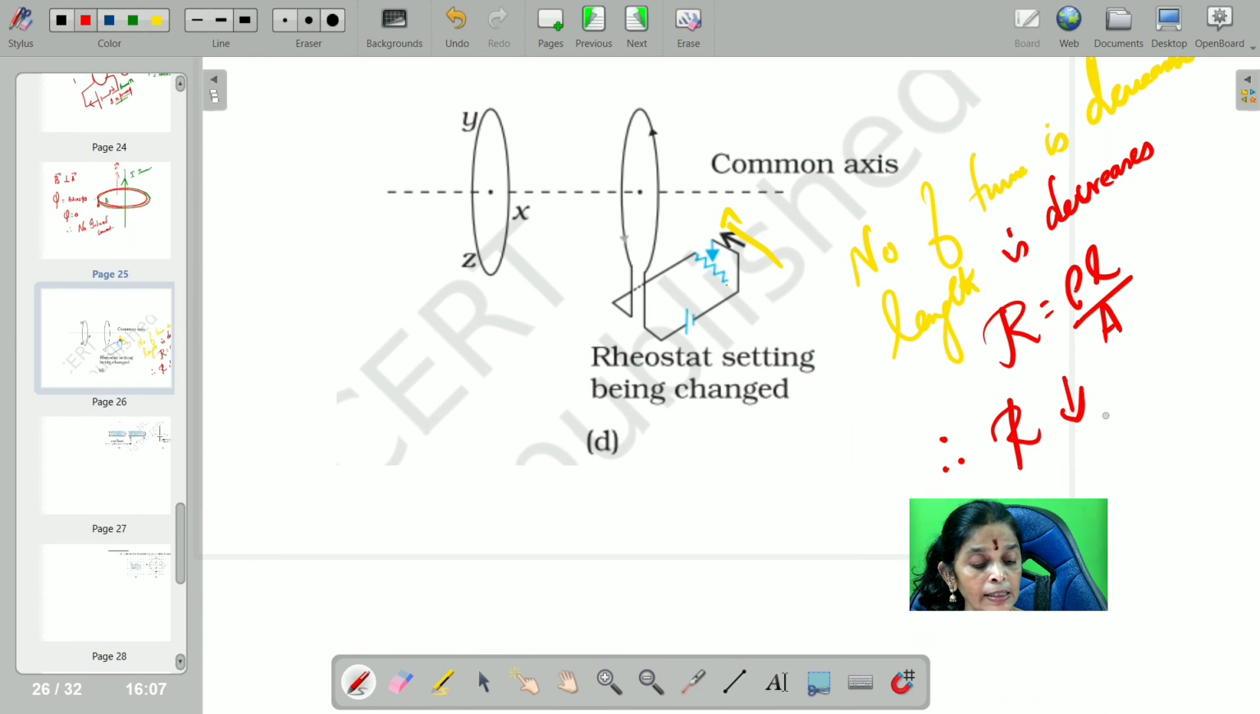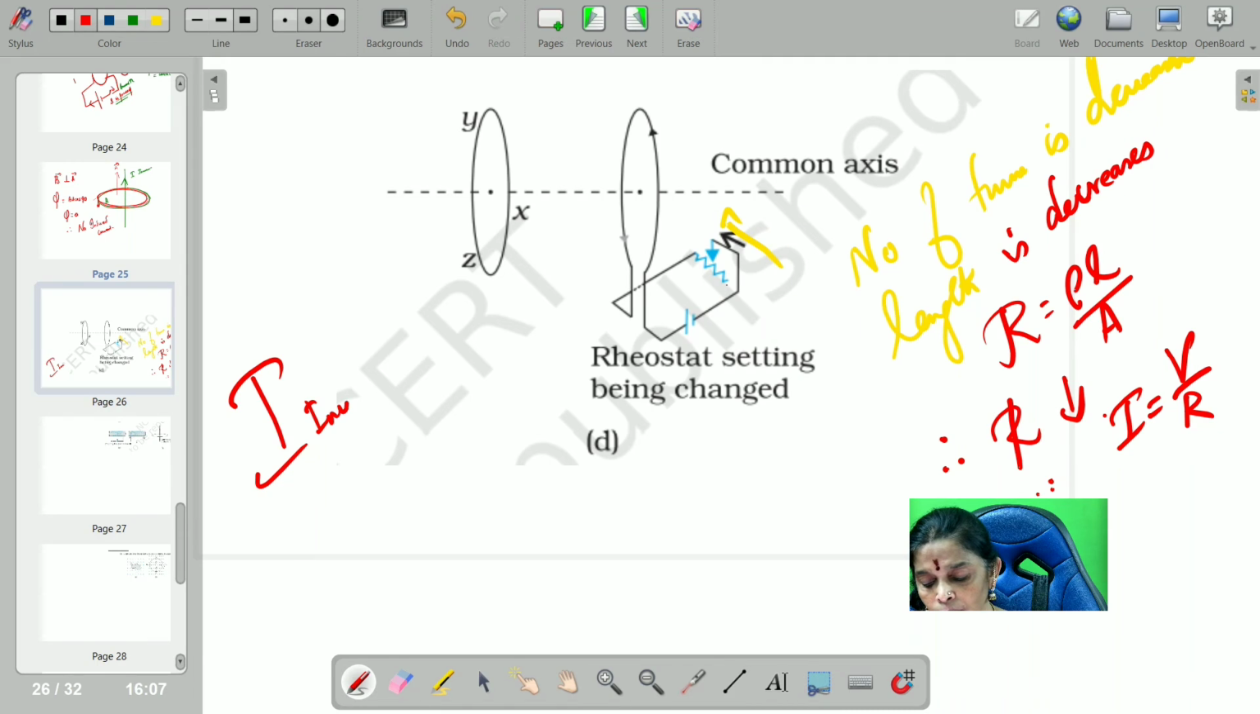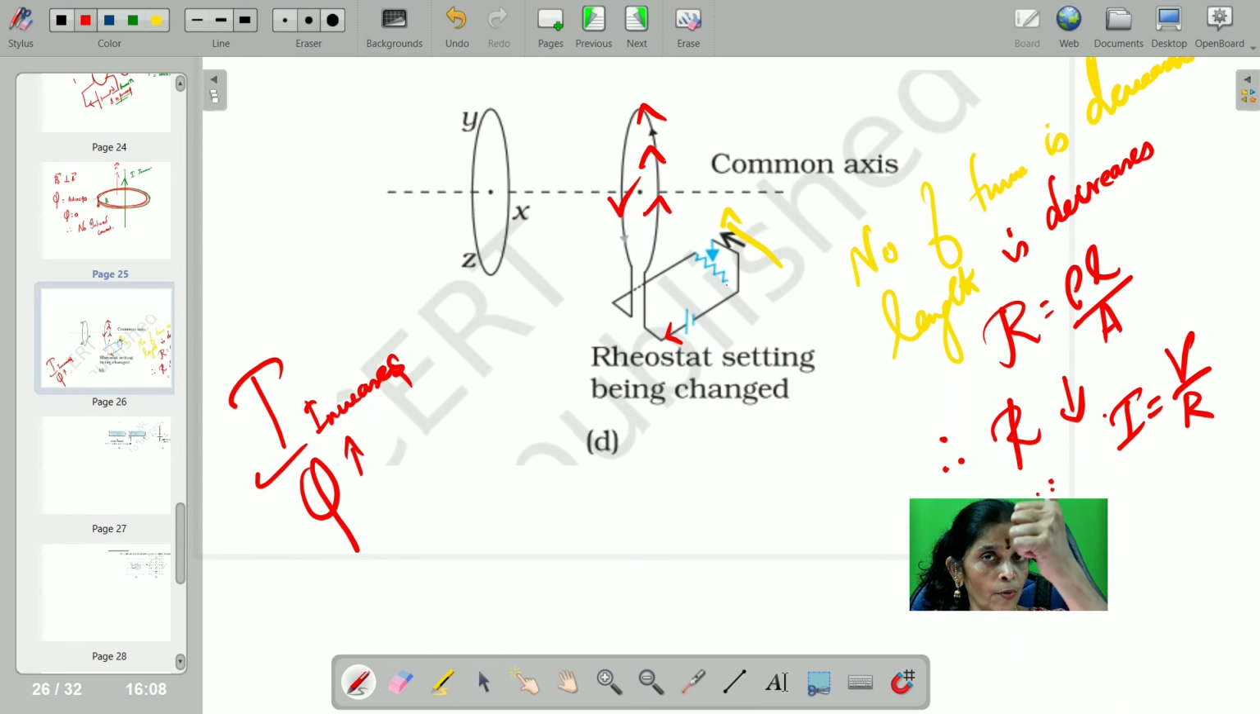Now you tell me, when the resistance decreases, what happened to current according to Ohm's law? Current increases. When current increases, what happened to flux? It increases. When the flux increases, what is the direction of the induced current here? Current flows from positive to negative, so current is flowing in the anti-clockwise direction. First coil anti-clockwise. Keep it like that. The first coil is there, no, anti-clockwise.